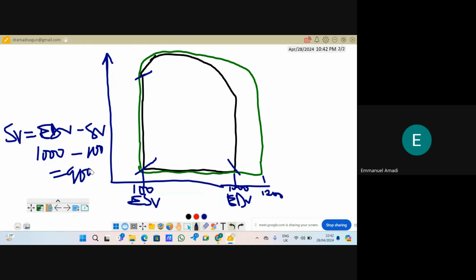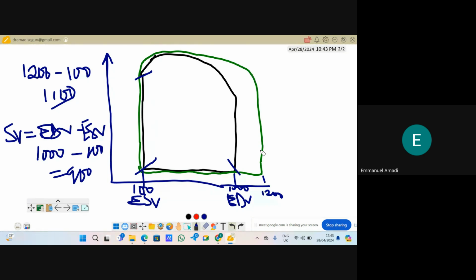Now let us do for the green curve. The end diastolic volume for the green curve is 1200, while the end systolic volume is definitely 100. If you do the mathematics, the difference is definitely 1100. So you can definitely see that the stroke volume will increase in the green line compared to that of the normal person because your preload to the heart increases. These are all the interpretations you can pick out from this graph.